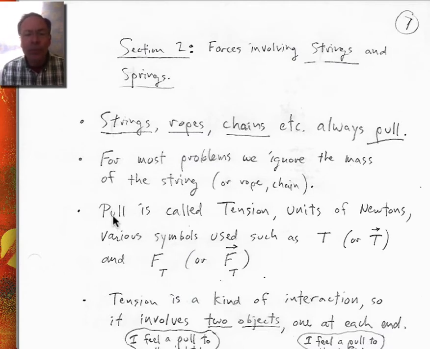So a string pulls. That pull has a name. It's called tension, and it has units of newtons. And in the algebra, we're going to use a symbol like T for tension. And that's going to have a direction. So if we treat it as having direction, it's going to be a vector, so we can often have a vector sign over it. And sometimes you will see F sub t, again t for tension, and of course that can be a vector as well.